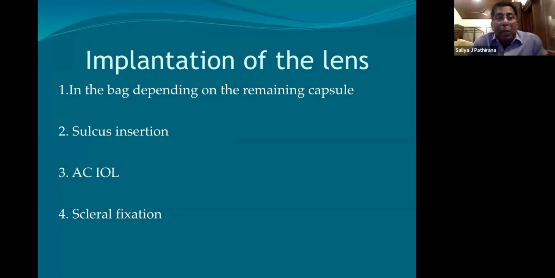Then you can use AC IOLs. I have used AC IOLs so many times in the past. There are so many good AC IOLs. I have some patients who have had AC IOLs for 10, 15 years, and they are doing very well. So don't be hesitant to put in an AC IOL if there is a chance. But of course, nowadays, it is very rare to find AC IOLs. Next is scleral fixation or tucking. You can do that once you clean the vitreous lens matter.